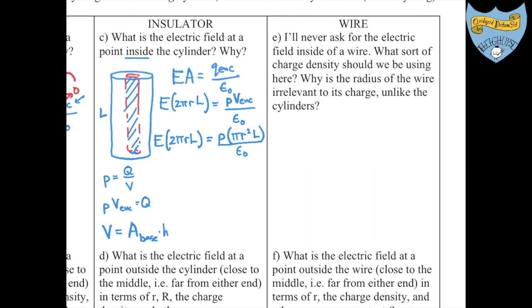And notice I'm using the little r because I'm only enclosing some of the charge. I'm only enclosing out to that radius, which is little r, the radius of the Gaussian surface. And if I drew a bigger Gaussian surface out to like here or so, well, then it would enclose more charge. Therefore, the charge enclosed is a variable, and I should be using little r.